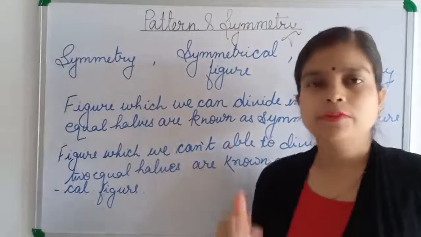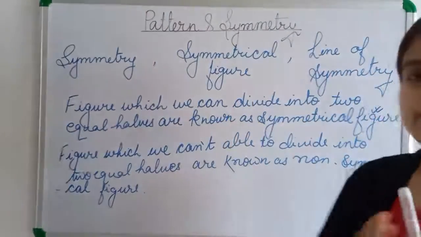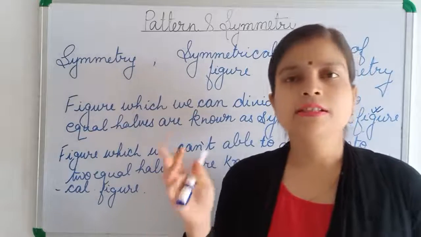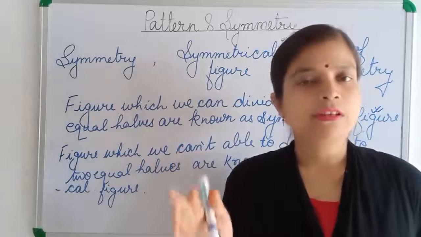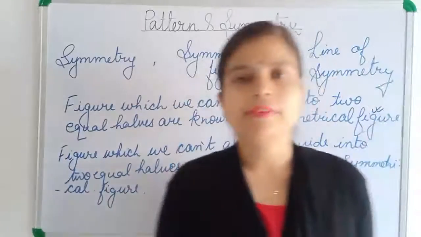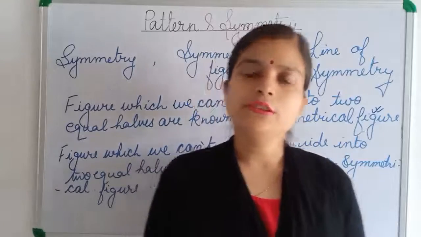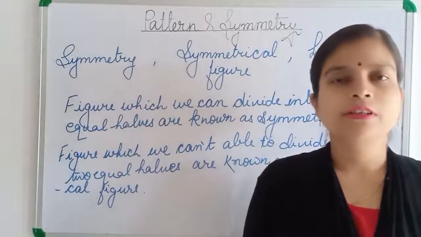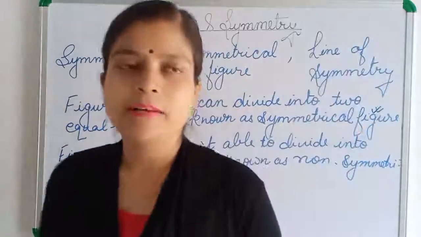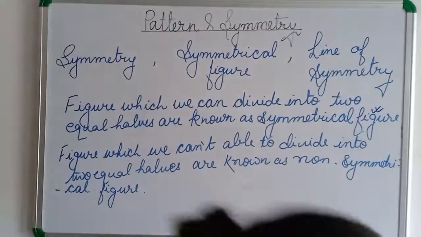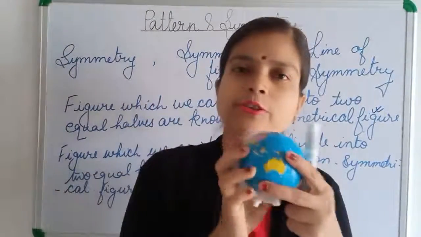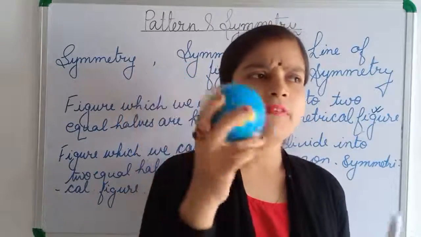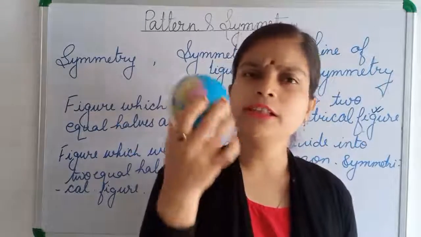So first of all, what you have learned here, we can divide some shapes and figures into 2 equal halves. That is known as a symmetrical figure or shape. And we can't divide some shapes or figures into 2 equal halves. Those are known as non-symmetrical figures or shapes. I am showing you one example here. This globe we can divide into 2 equal halves in many ways. Okay, in many ways we can divide it into 2 equal halves. So this is a symmetrical figure.